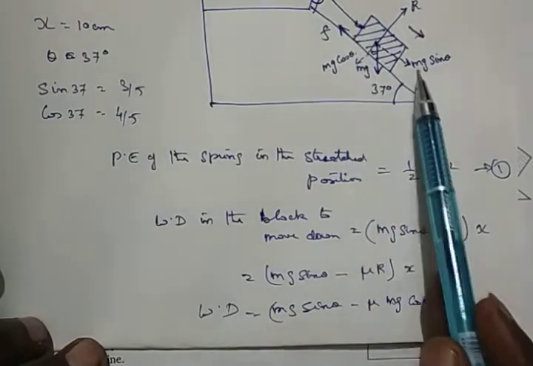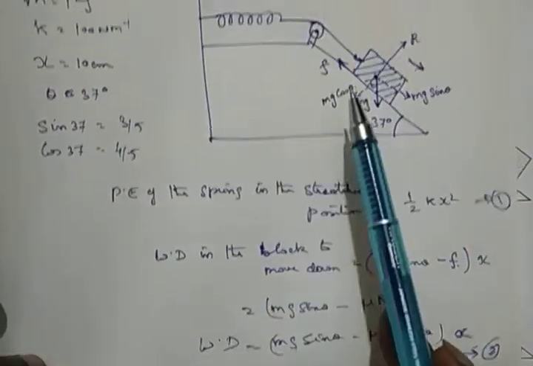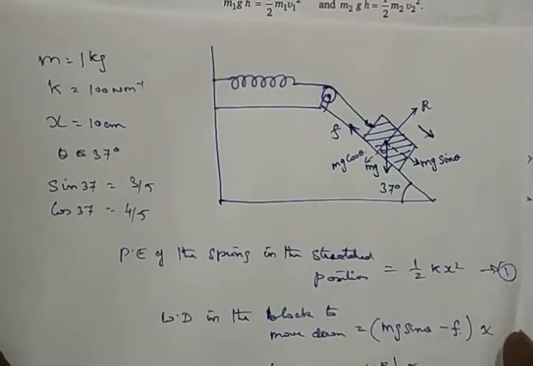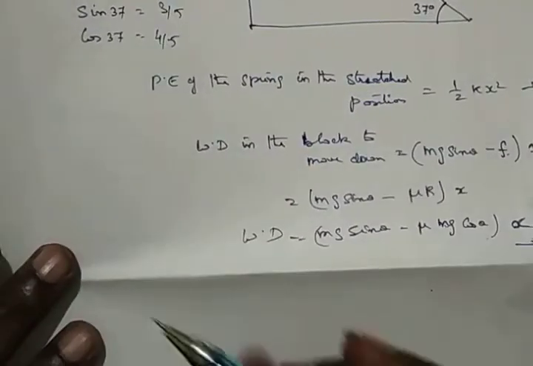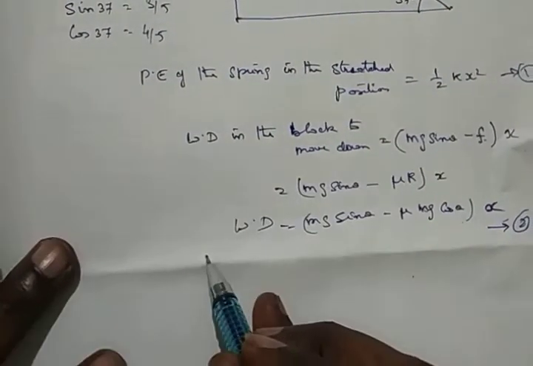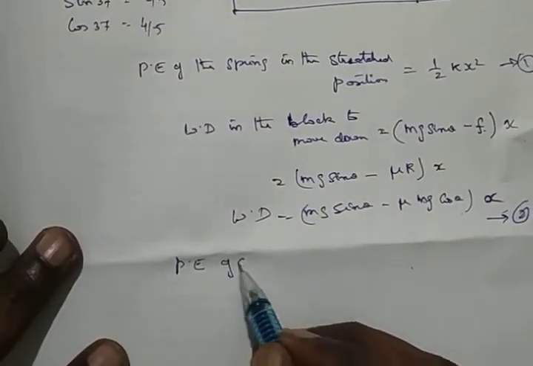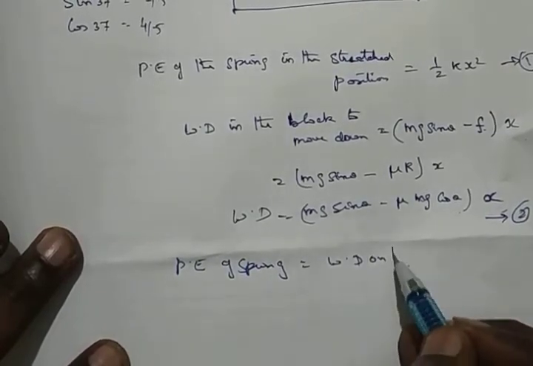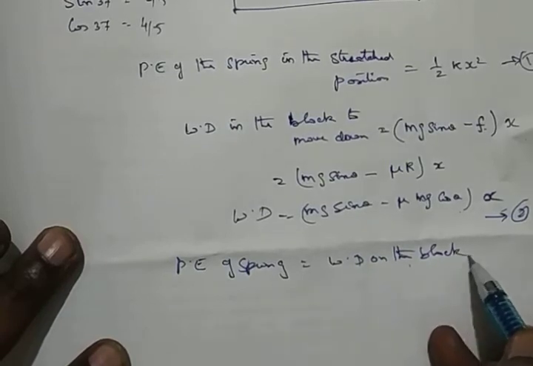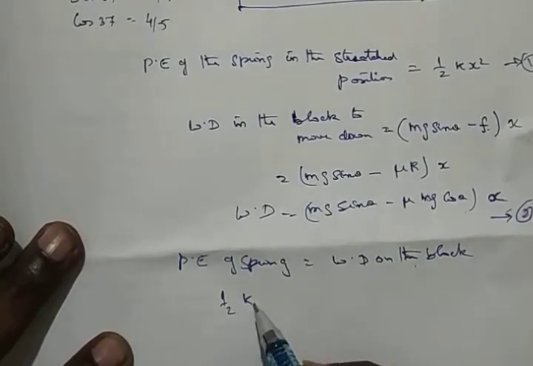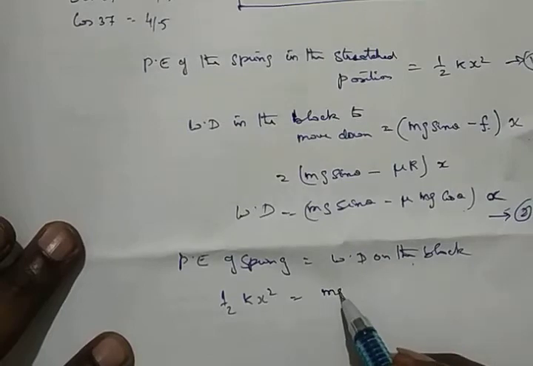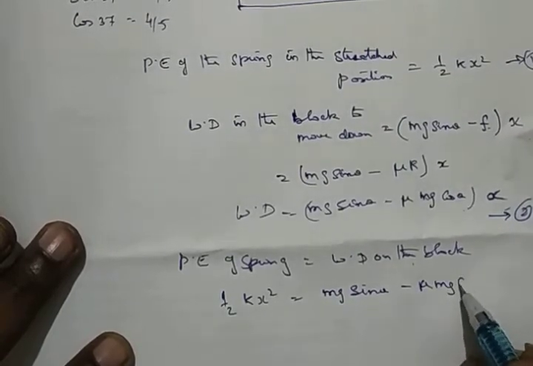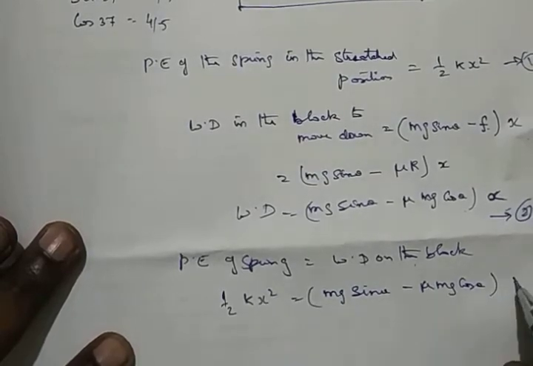So whatever it is lying down, that is stored as a potential energy here. If it slides down, it is stored as a potential energy here. So you need to write down: potential energy of a spring is equal to work done on the block. Half k x square is equal to mg sin theta minus mu mg cos theta into x.